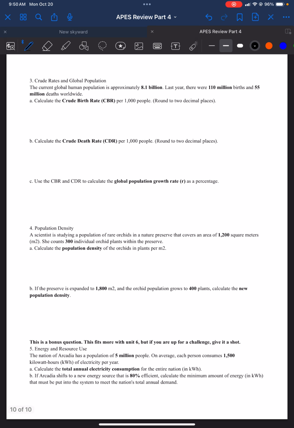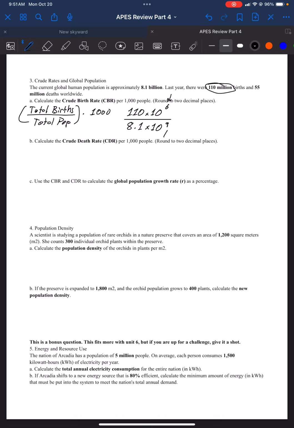Now, second page. It says calculate the crude birth rate per 1,000 people. You're going to take total births divided by total population. I'm going to shorten that to total pop. Total pop times 1,000. And you end up with 8 billion. Nope, my mistake. That's the total population. Your total births are 110 million. 110 times 10 to the 6th divided by your total population, which is 8.1 times 10 to the 9th.